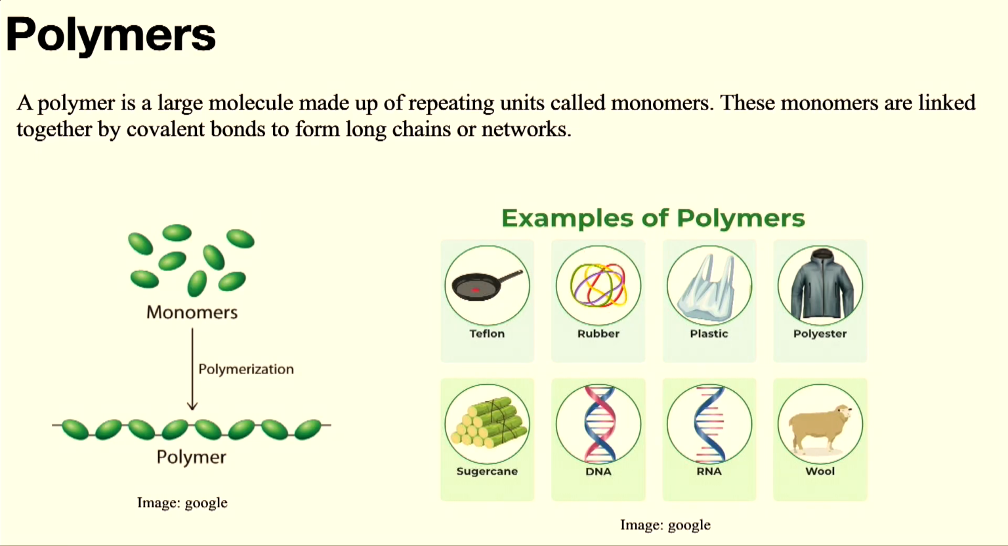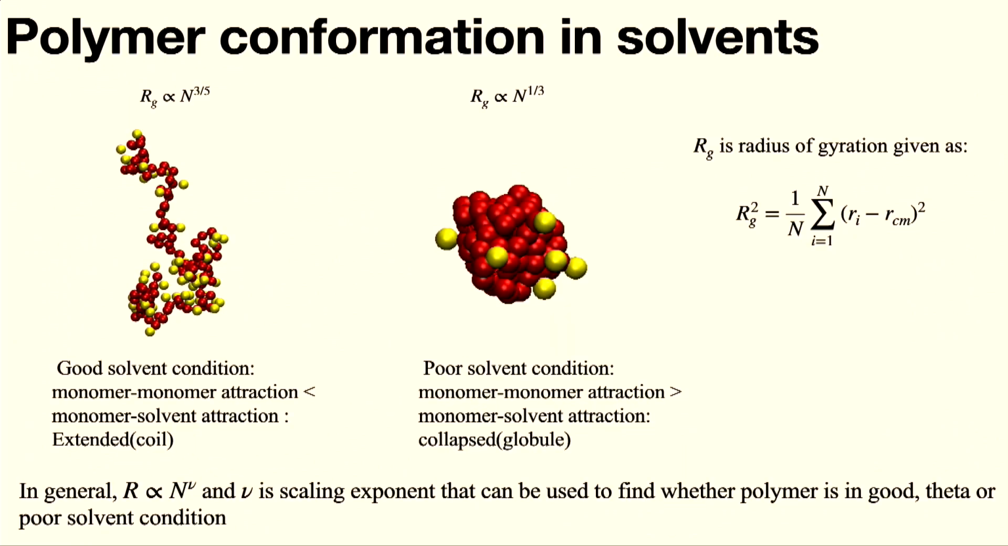We all know now what a polymer is. A polymer is a large molecule made up of repeating units called monomers, and these monomers are connected to each other through covalent bonds to form long chains. There are various examples of polymers in our day-to-day life, synthetic as well as biological. I'm more interested in the conformation of a polymer chain, how a polymer chain can take different conformations.